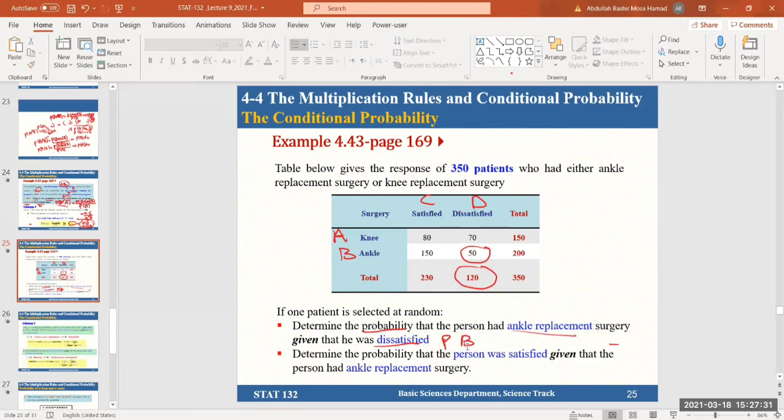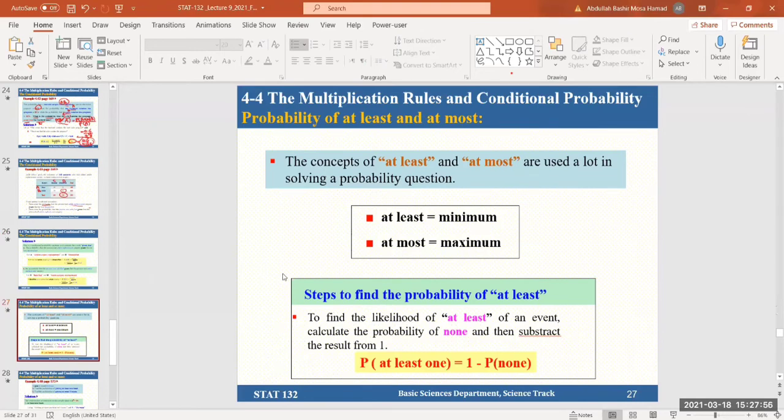Okay, let's move to the second question. Determine the probability that a person was satisfied given that the person had ankle replacement. It is the same question. We already solved it, right? It's already done. Clear? Now moving to at least and at most.